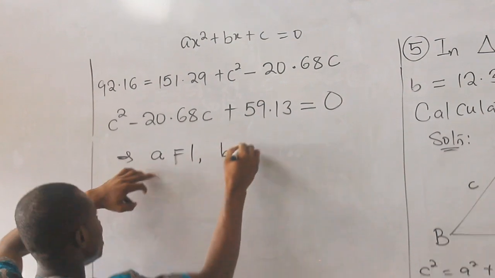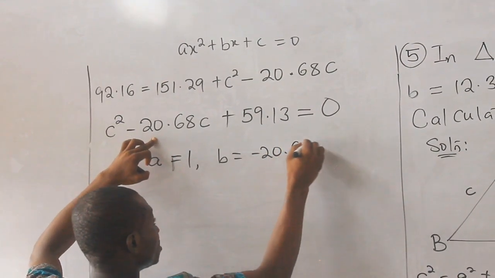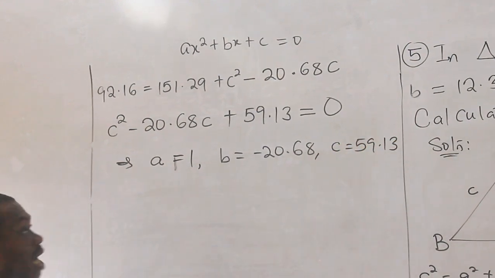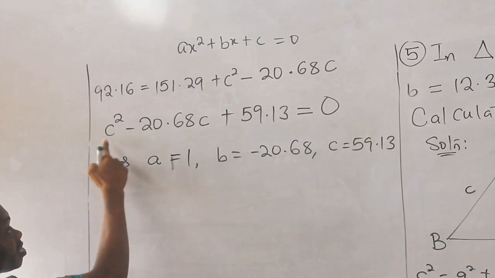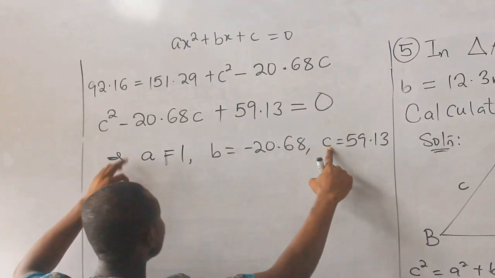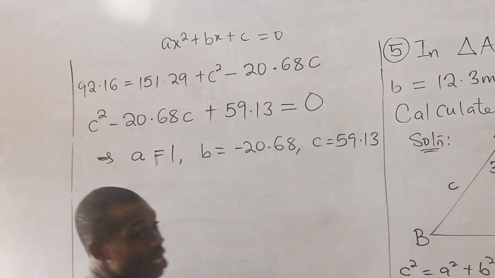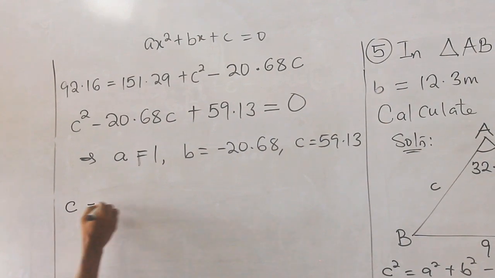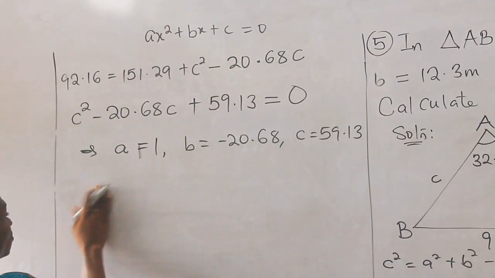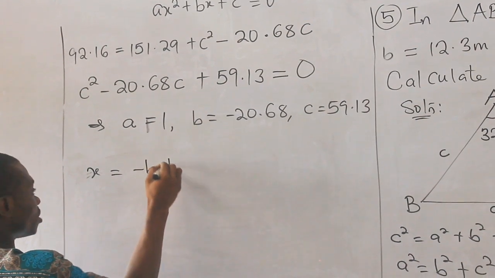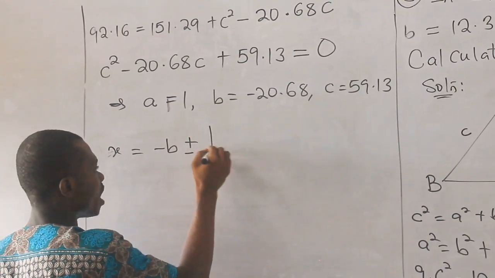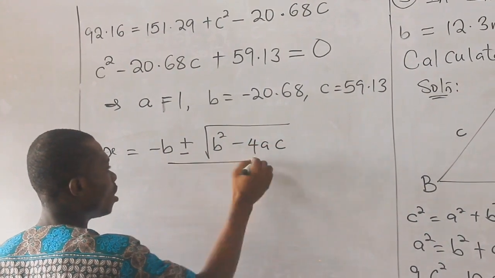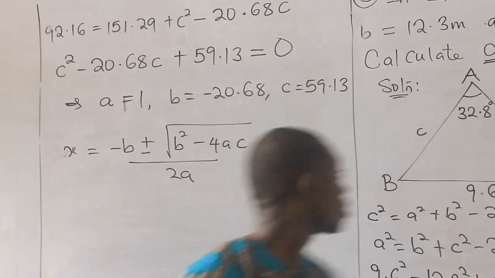And our B is equal to negative 20.68, and our C is 59.13. So we can make use of the formula method, which says that our variable here, now remember, this C is not a repetition of this, it's just a kind of notation from this formula. So remember the formula for this, it says that X is equal to minus B plus or minus square root of B squared minus 4AC all over 2A.